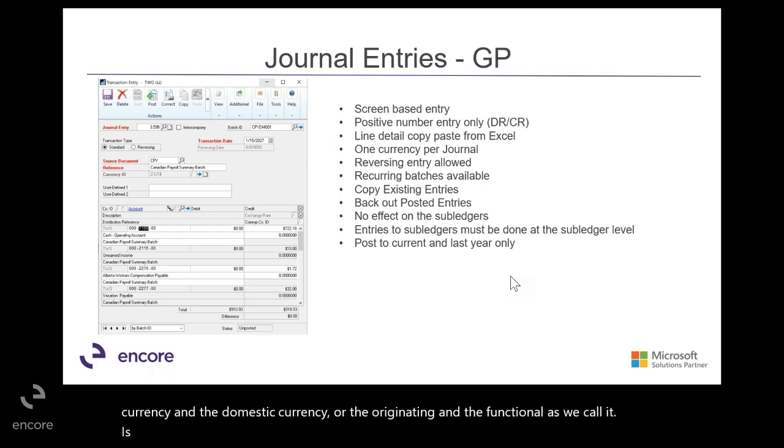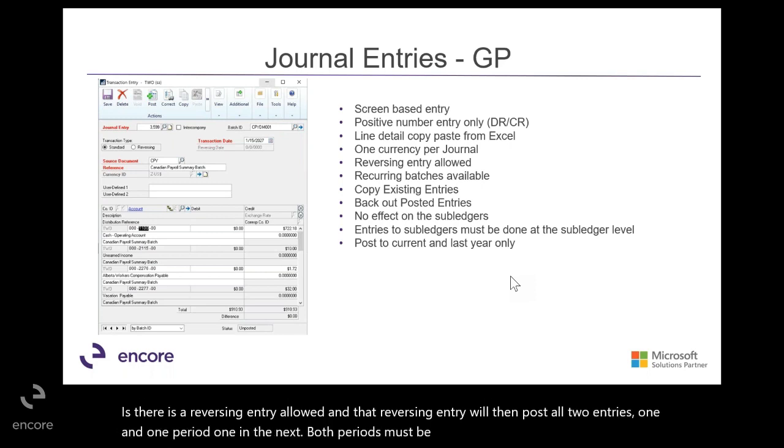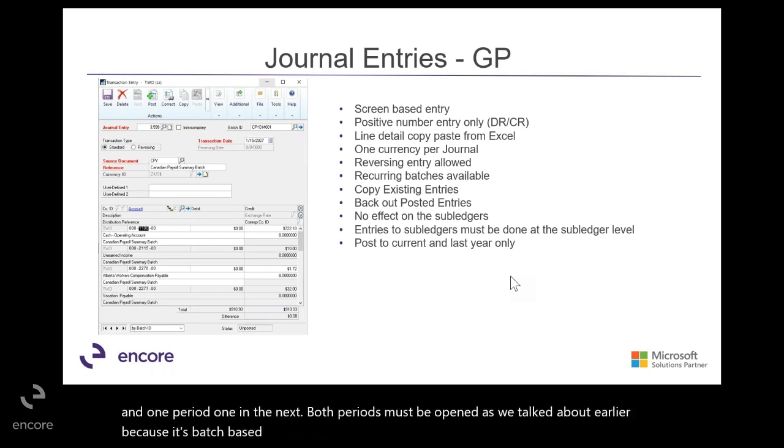A reversing entry is allowed, and that reversing entry will then post two entries, one in one period, one in the next. Both periods must be open, as we talked about earlier. Because it's batch based, we can put these into a recurring batch, so I can post this same transaction for X number of months if required.